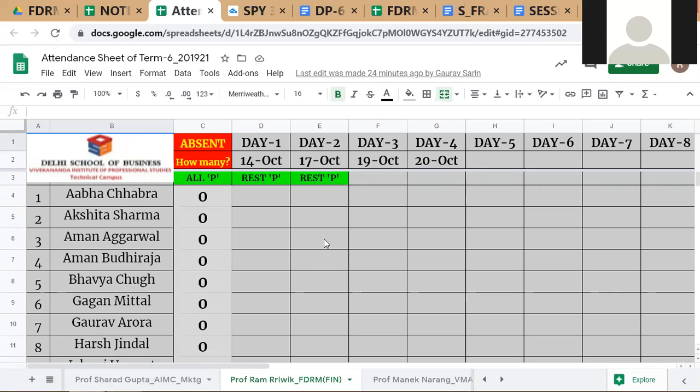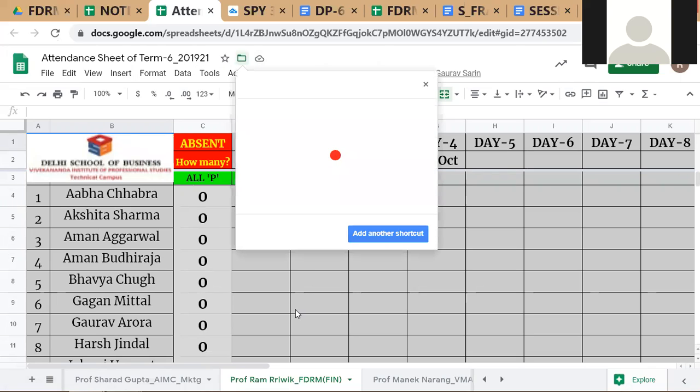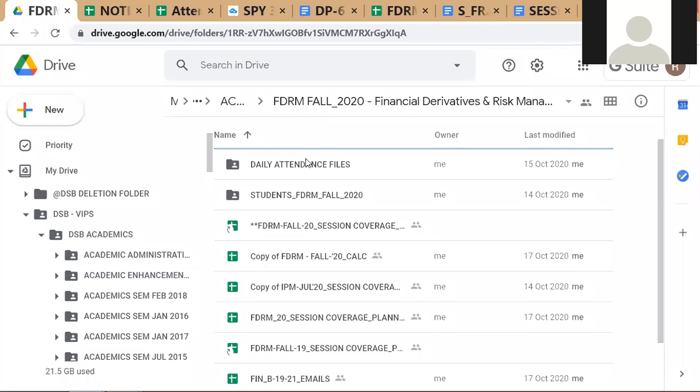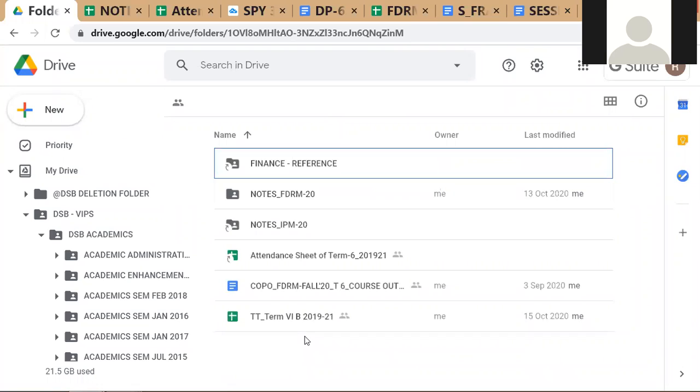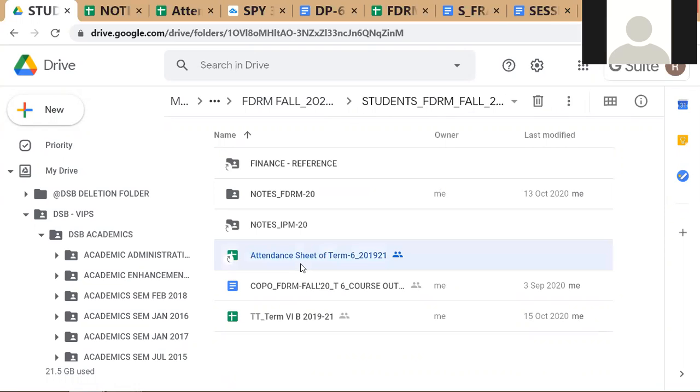By the way, I have already sent the grades last night to PGDM. Let me see where it is. Two students never even sent their submission. Khushbu and I think Gagan did not even submit a student's FDRM folder, FDRM for 2020. Okay, fine. So this is correct. I have placed it there. So why is it not there? Okay, let me see. Fall 2020, students fall 2020. And yeah, there's your attendance sheet. So you should be able to see it. Let me see, but it's a shortcut.